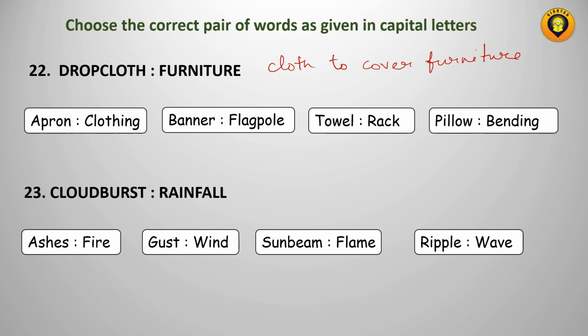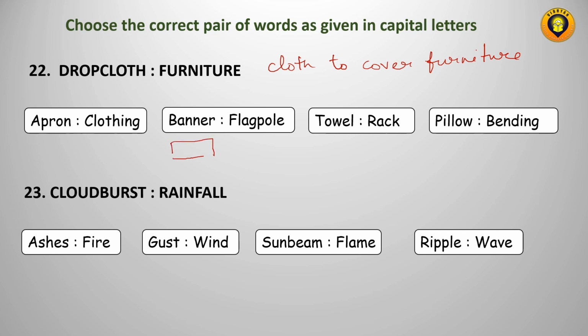So after a person enters, then he removes the clothes and creates a proper environment to stay, right? So cloth which is used to cover furniture, that's called drop cloth. Now here, apron, we all know that a person wears an apron while cooking or while washing something or while doing something messy so that the cloth doesn't get spoiled. Okay.